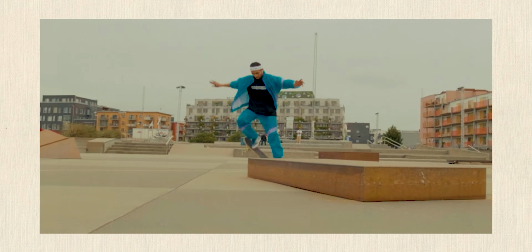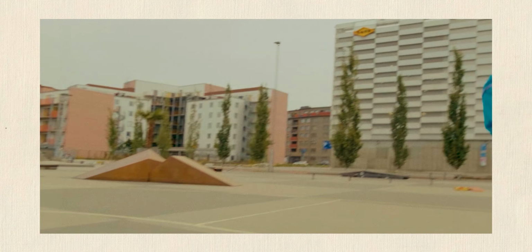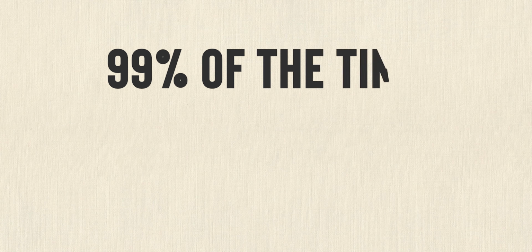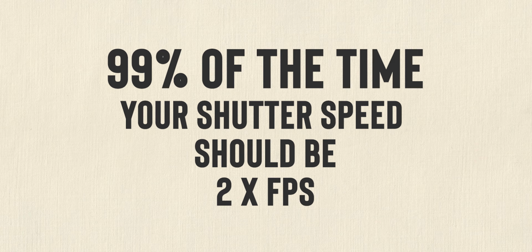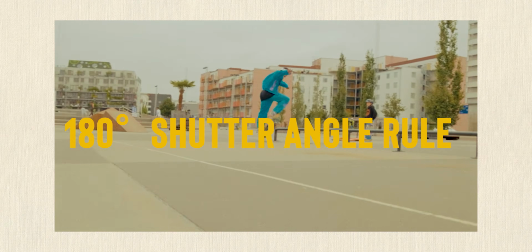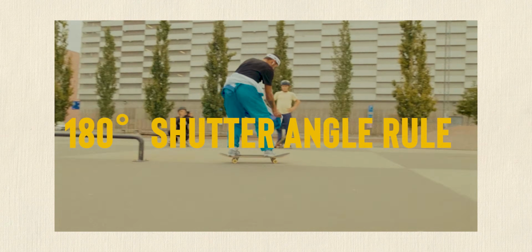As an example, you might think of shutter speed as a way of controlling exposure, but when it comes to video, shutter speed is more important for creating the right amount of motion blur to make your movement and motions look natural. 99% of the time, your shutter speed should be set to that of twice your frame rate. And this is called the 180-degree shutter angle rule.